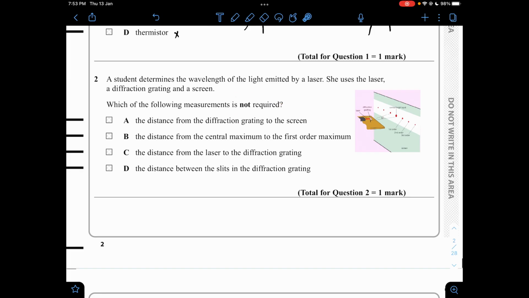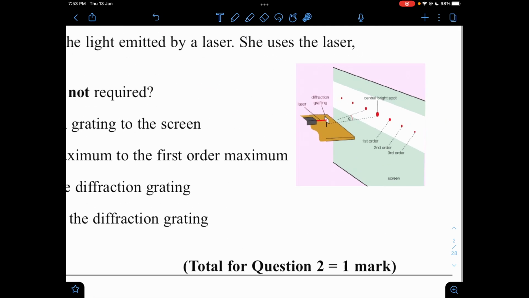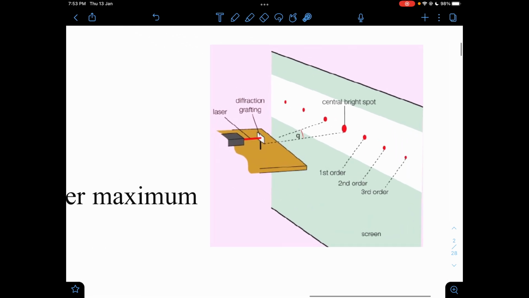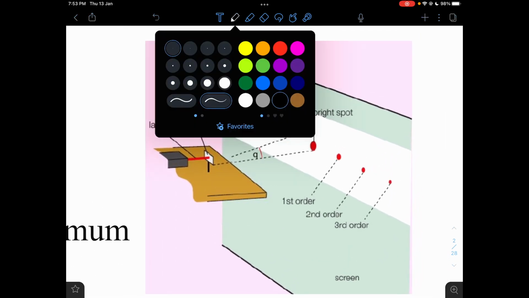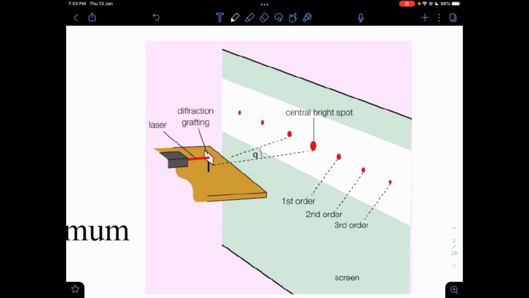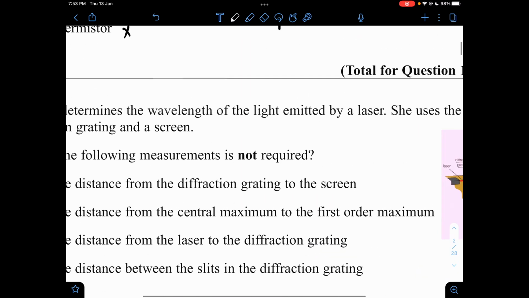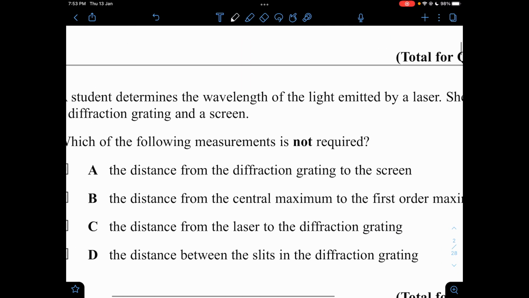Okay. So I've shown a diagram over here, just to illustrate what we have in front of us. If I was to show you what we do need, you can see over here that there is the diffraction grating and we have the bright center spot. So let's see what they want. They have the distance from the diffraction grating to the screen.